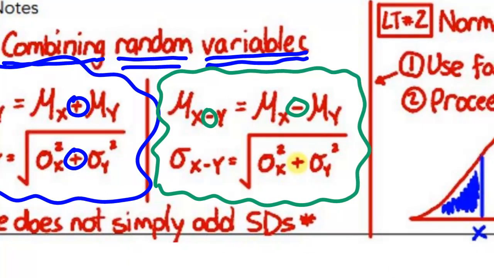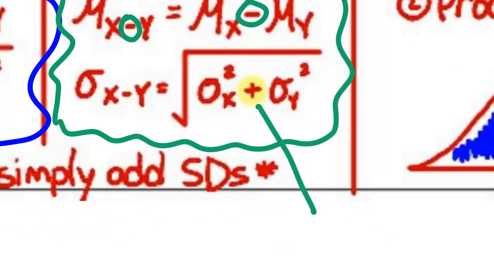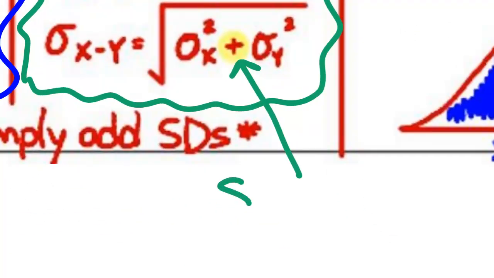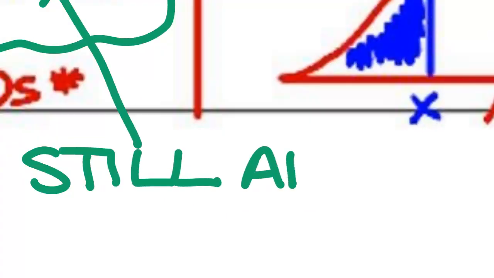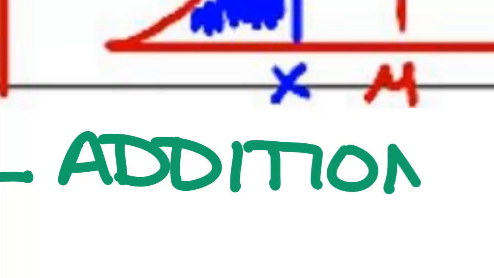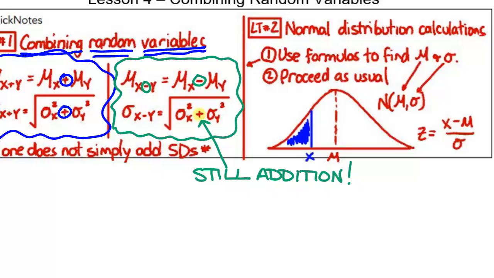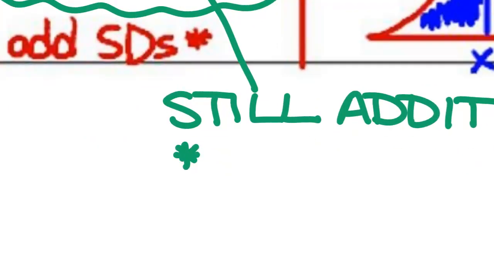Here's a weird piece though, and I need you guys to make a note on your page about this. Look at the variance formula, or sorry, the standard deviation formula. What do you notice? It's still adding. You do not subtract the variances. Ever, ever, ever.